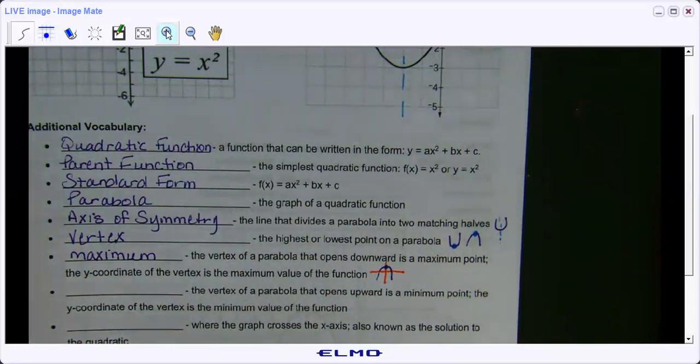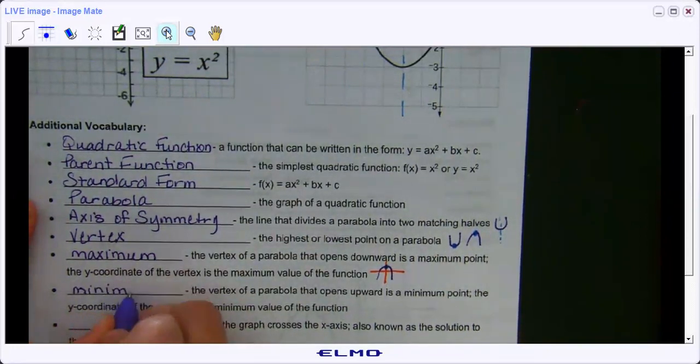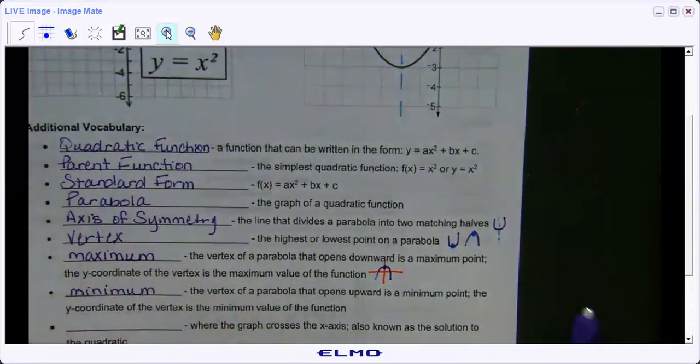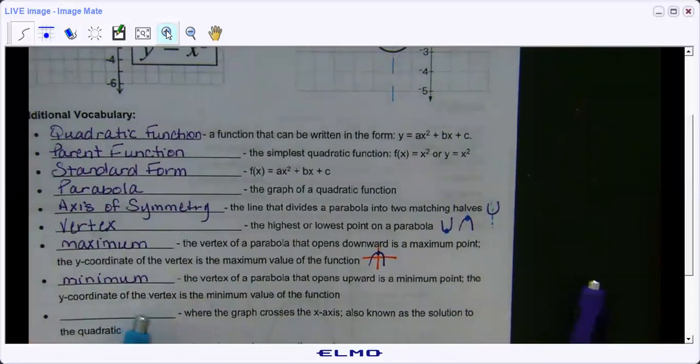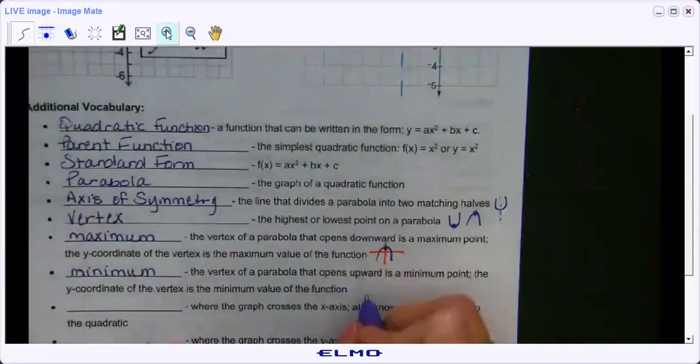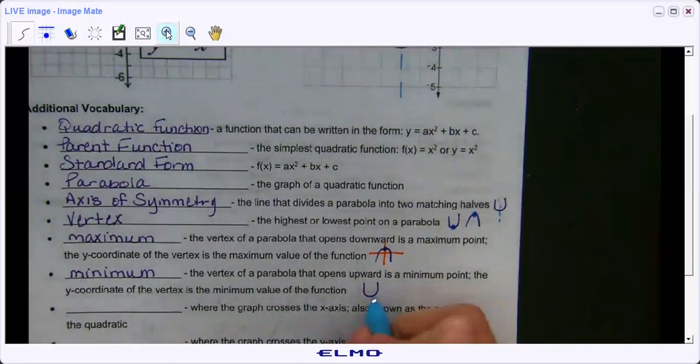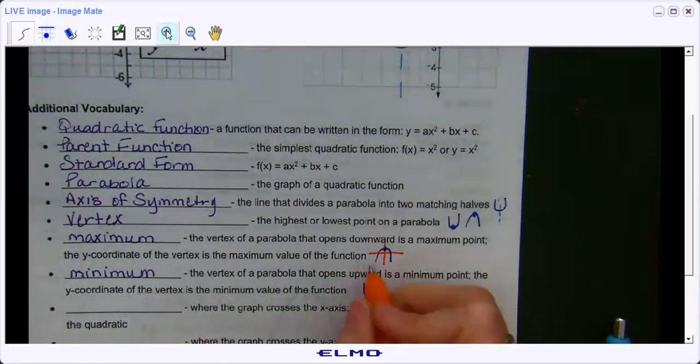And then your minimum is when the vertex of the parabola opens up, and it would be your lowest point on the parabola.